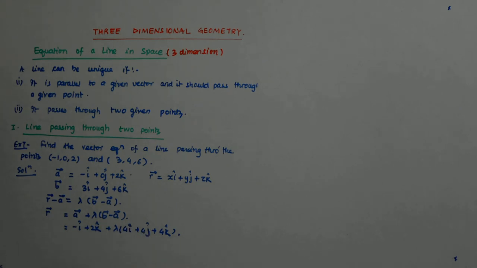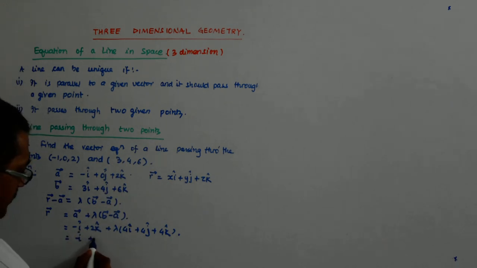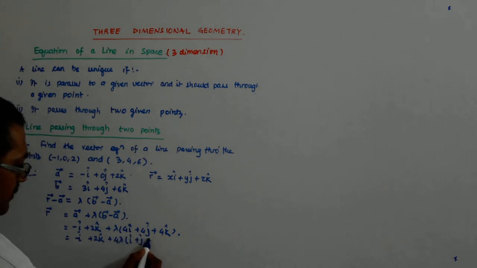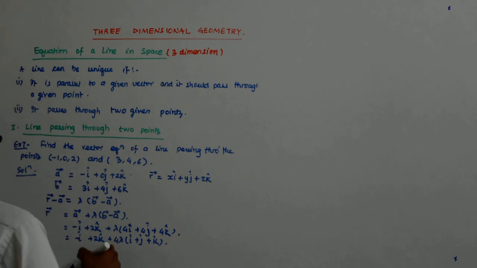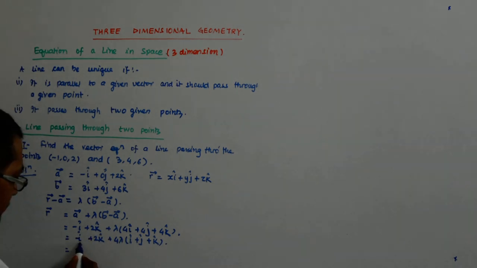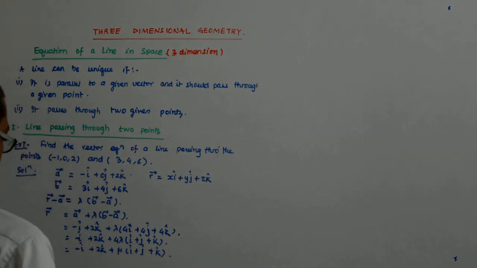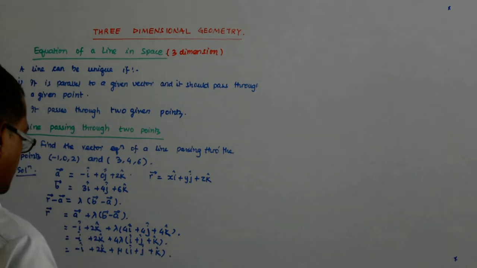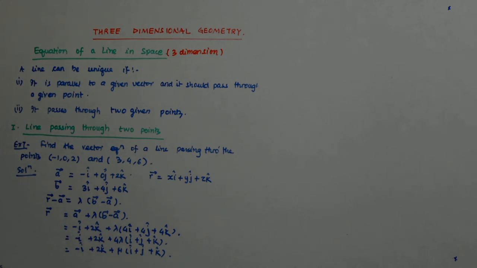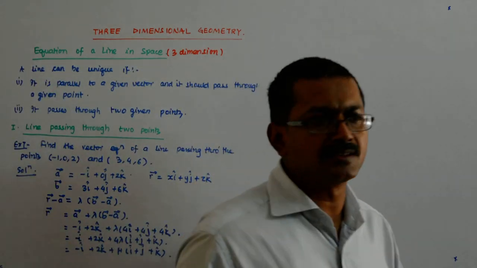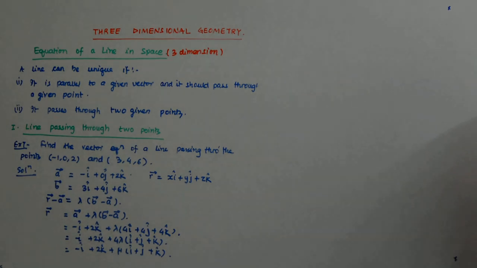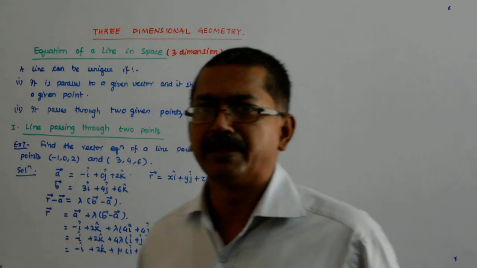You can bring out this 4 also, and you can write it as some mu into that, right? So minus i cap plus 2 k cap plus 4 lambda times i cap plus j cap plus k cap. And 4 lambda, treat it as mu, okay? So it is mu times i cap plus j cap plus k cap. 4 lambda I have converted into mu. After all, it is a scalar into a scalar, another scalar. Since it is all an arbitrary constant, so it does not bother me, right?